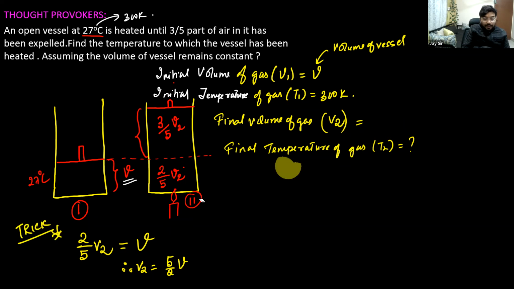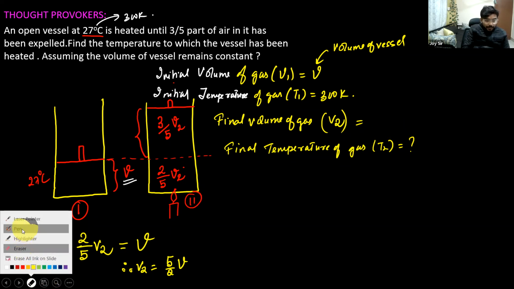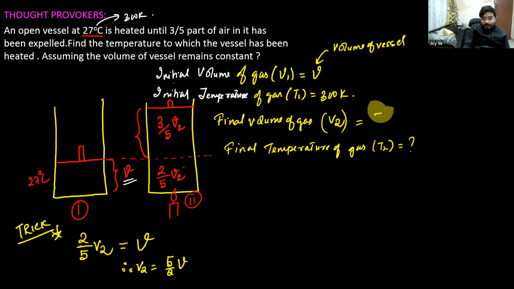So that I'll put the value of V2. I've got the value of V2. I'll put the value of V2 here: 5 by 2 times of V. Okay? This is the tricky part. Therefore, now everything is simple.